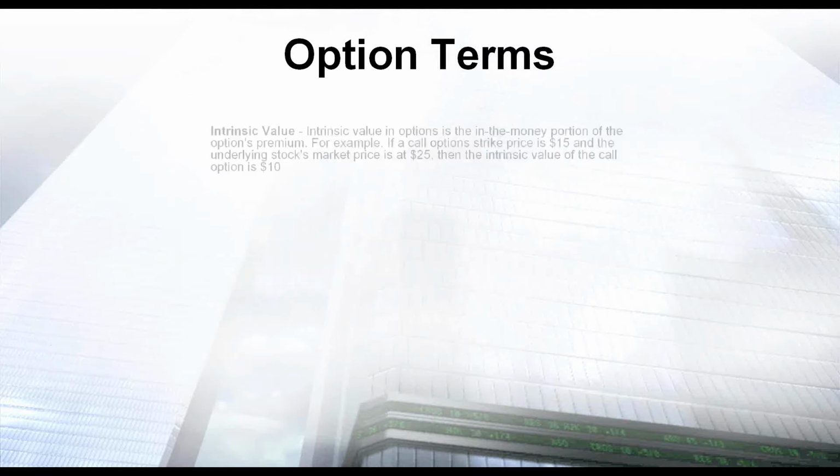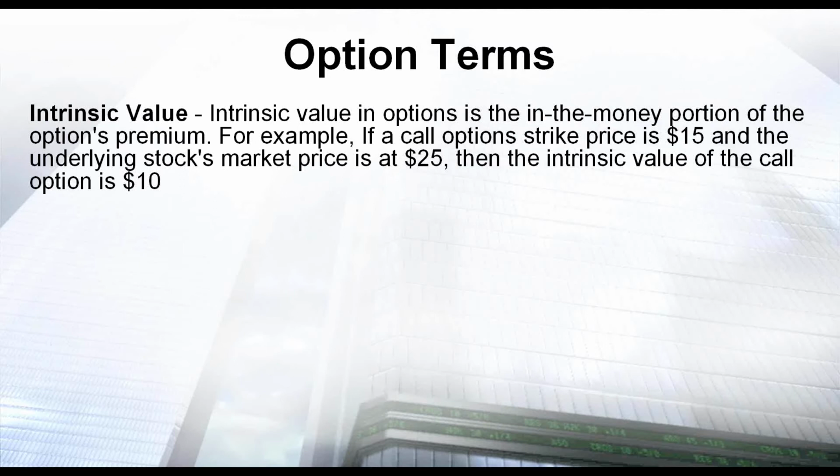A couple other terms. Intrinsic value. This is what we call the in-the-money portion of the option premium. In other words, if a call option has a strike price of 15, but the underlying stock is trading at 25, then you have an intrinsic value of $10 in that option, because that's the in-the-money amount. Okay.